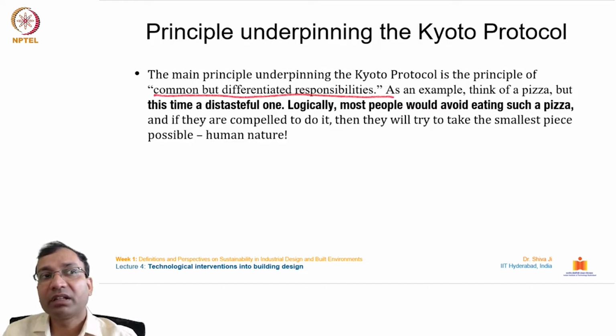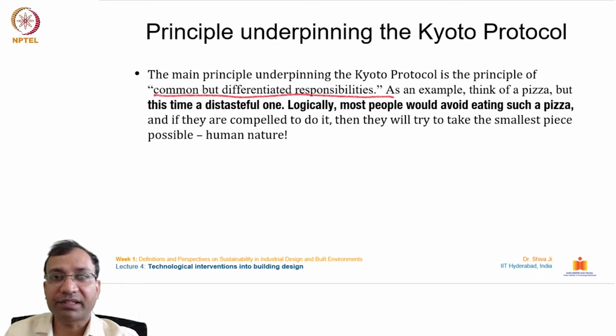Well, the principle underpinning the Kyoto Protocol. The main principle underpinning the Kyoto Protocol is the principle of common but differentiated responsibilities. As an example, think of a pizza, but this time a distasteful one. Logically, most people would avoid eating such a pizza. And if they are compelled to do it, then they will try to take the smallest piece possible. Human nature. Well, so this is the underlying principle you can understand from here.